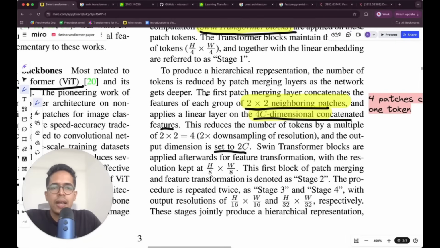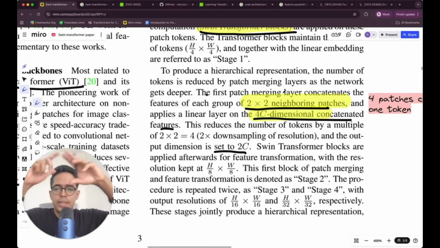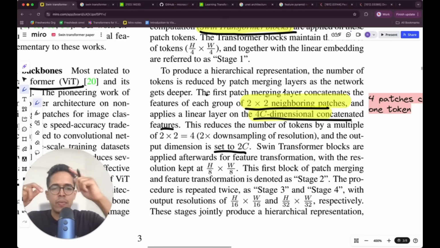To produce a hierarchical representation, number of tokens is reduced by patch merging layers as the network gets deeper. The first patch merging layer concatenates the features of each group. So a 2 by 2 neighboring set of 4 patches is concatenated into one single patch with 4x the number of dimensions. Then that becomes 2x the number of dimensions by going through a linear projection. Swin transformer blocks are applied afterward for feature transformation. So just like how Swin transformer was applied before, where it was H by 4 and W by 4, now it became H by 8 and W by 8.